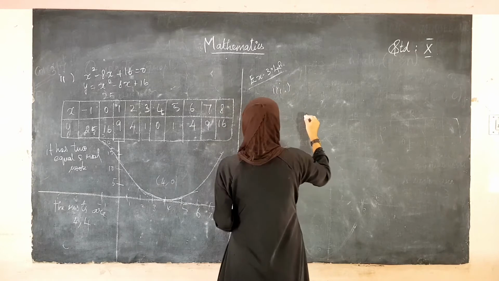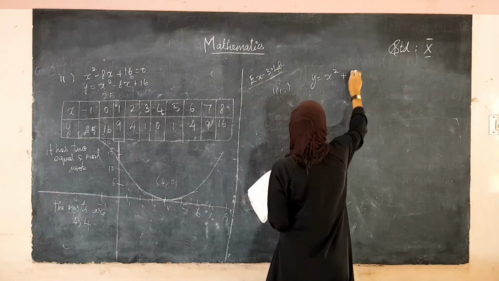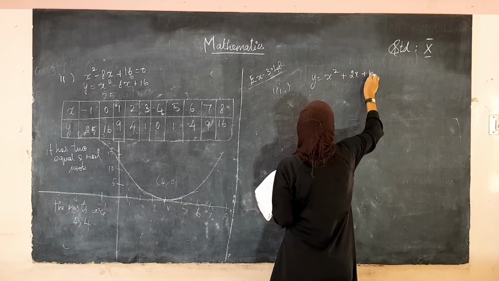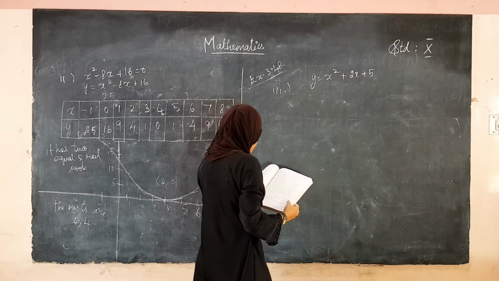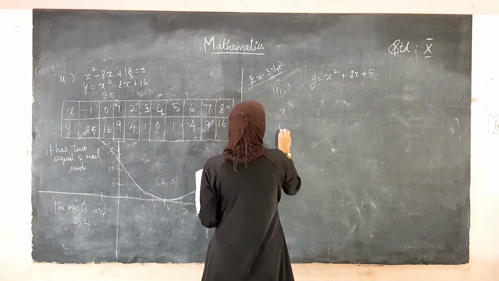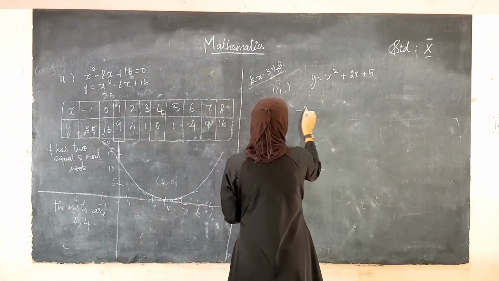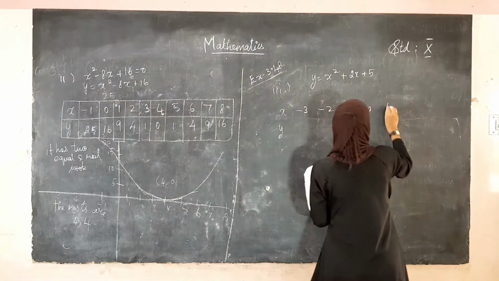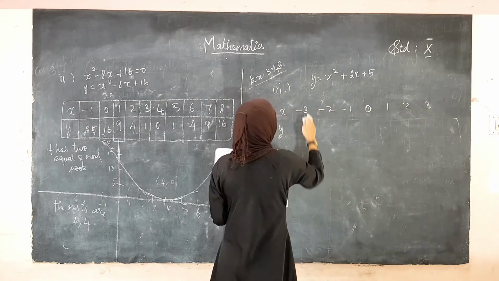What is the question they have given? x squared plus 2x plus 5 equal to 0. We are taking it as y is equal to x squared plus 2x plus 5. For x and y, you have to form the tabular column. So x value we are taking from minus 3, minus 2. So what happens for y?